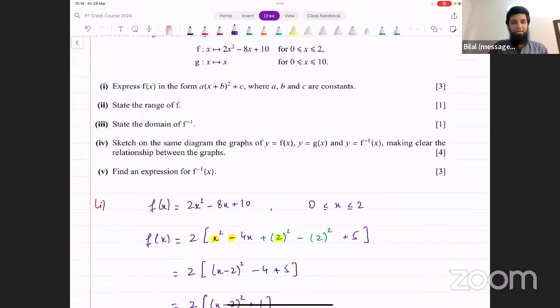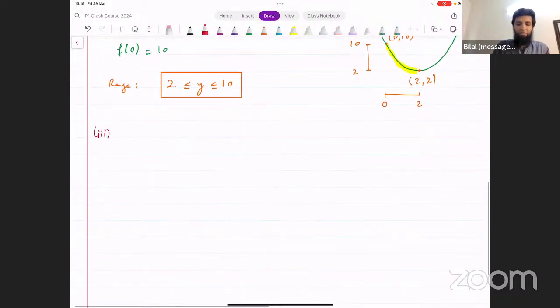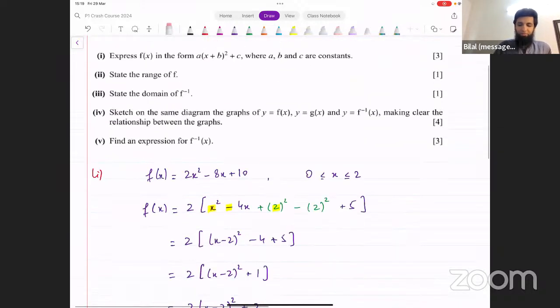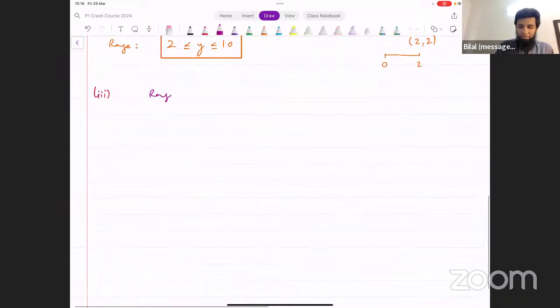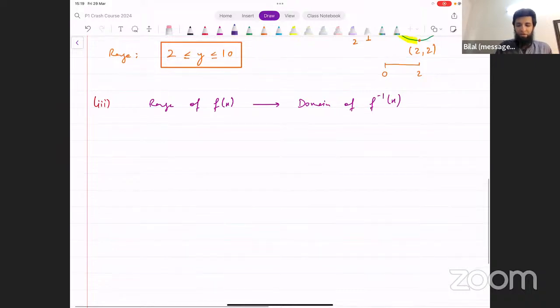We talked about this in the last class, and I just revised that as well. The domain of the original function is the range of the inverse function. The range of the original function is the domain of the inverse function. What are we looking for? We're looking for the domain of the inverse function. So what we can say is the range of f of x should be the same as the domain of f inverse of x. Now, what was the range of f of x? We just found that here. It was y between 2 and 10.